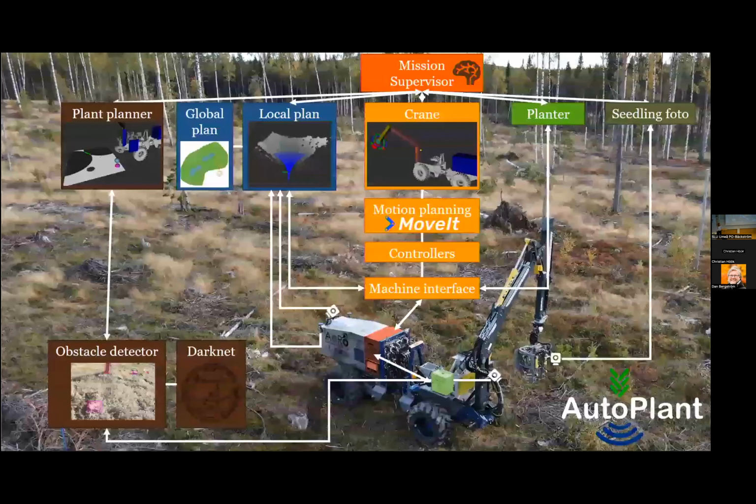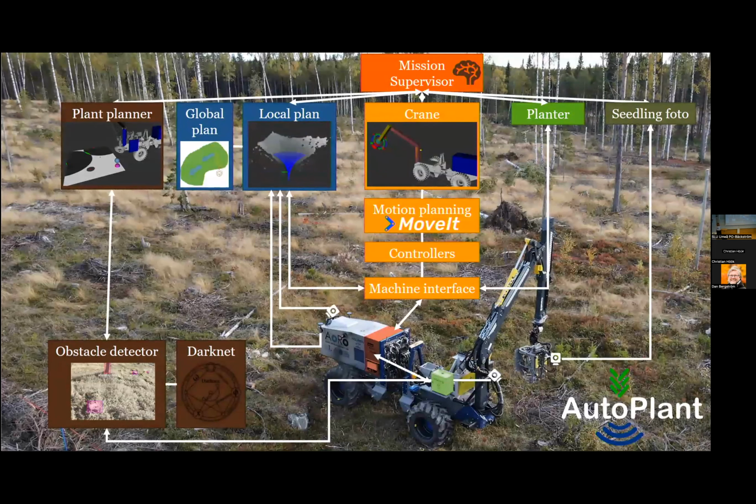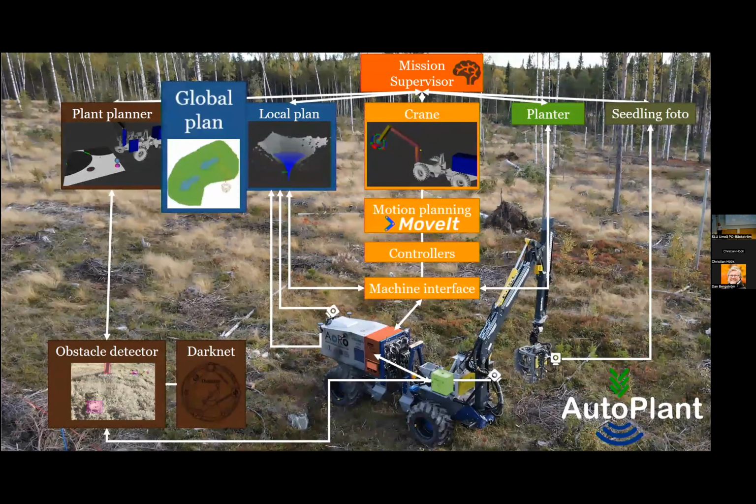Yeah, so this AutoPlan project has a lot of different parts, and I will tell you more about that later. But now we are going to focus on the global plan that's needed. So this autonomous machine now, how to drive on the clear cut. And then it is together, of course, with a local plan that could avoid obstacles on a smaller scale level.